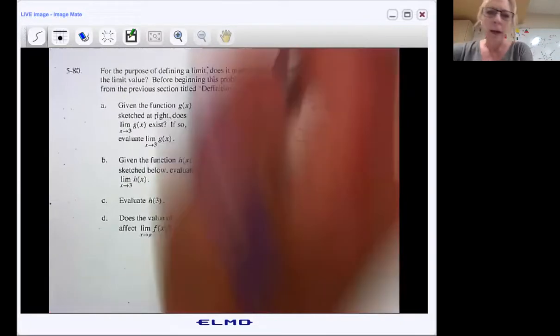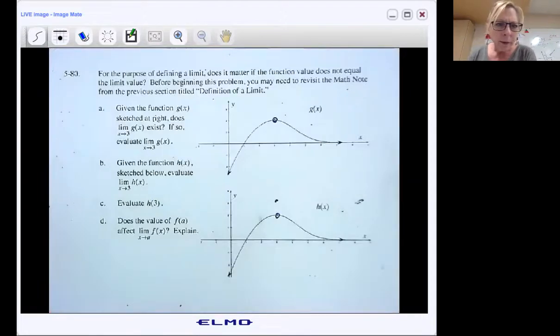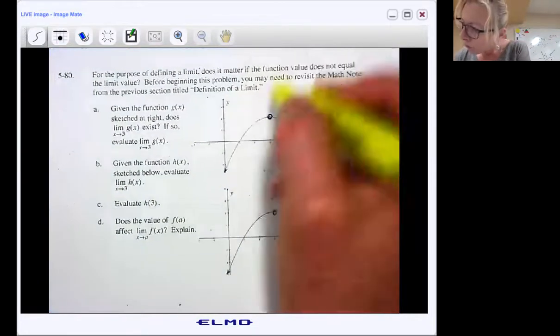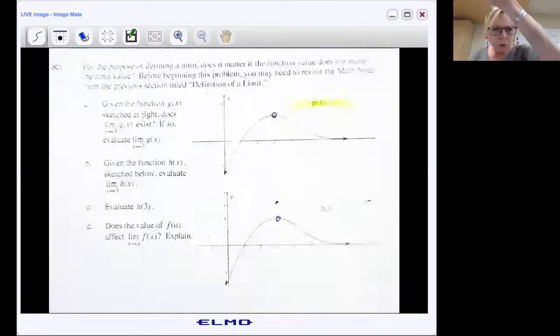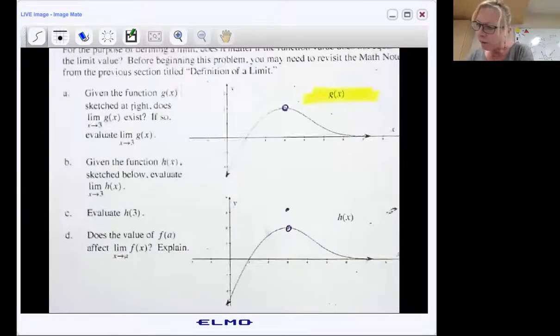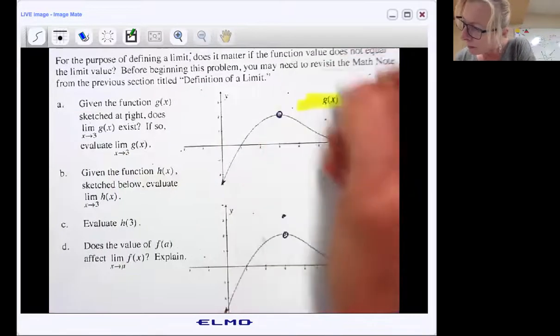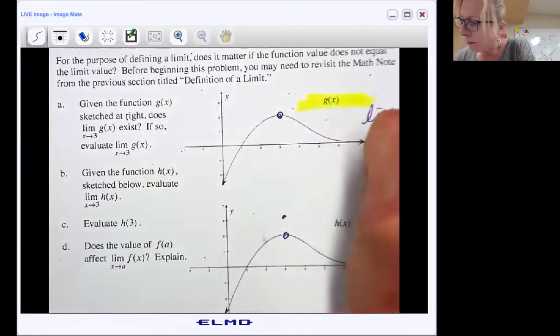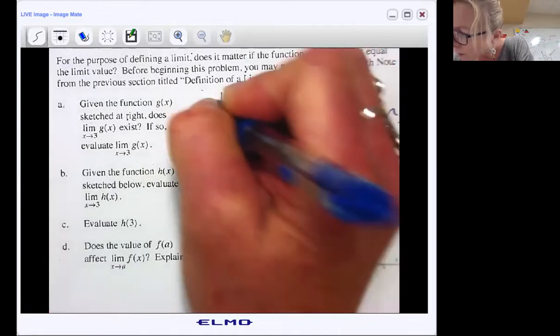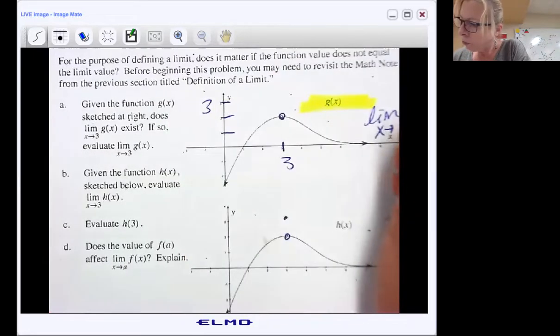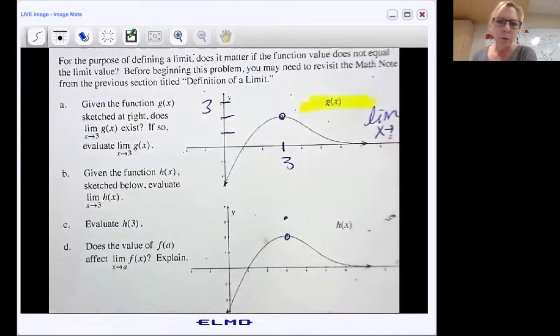Given the function g of x at the right, does the limit exist? And if so, evaluate it. Let me zoom in here. Actually, I'm going to pop in a multiple choice question for you. What is the limit as x approaches 3 of g of x? Okay, first multiple choice question.